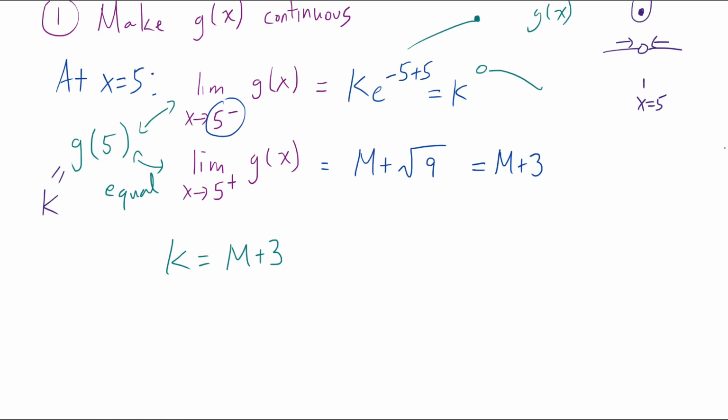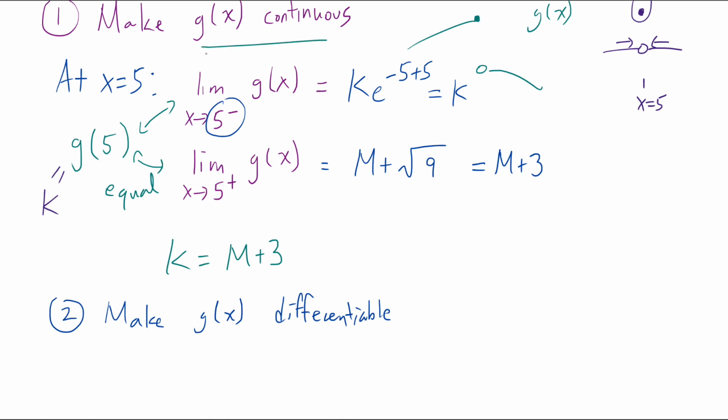Step 2 is now actually make g of x differentiable. So this might be a bit confusing. I know all we want is to make g of x differentiable, but continuity is a necessity. It's a necessary requirement to satisfy before we even talk about differentiability. So you technically have to do step 1 before. So now let's look at step 2 and see what kind of relationship we get.